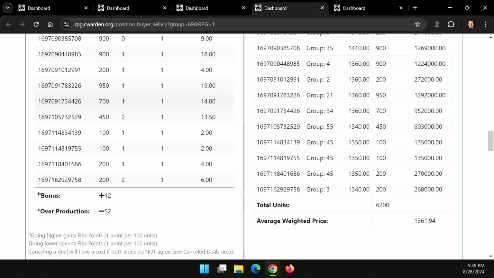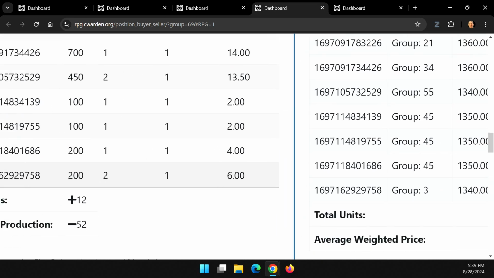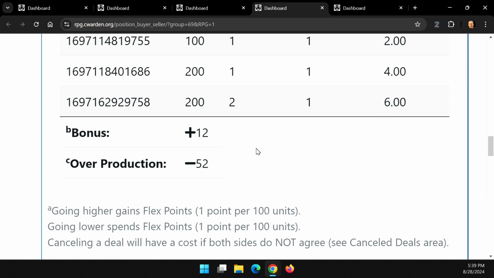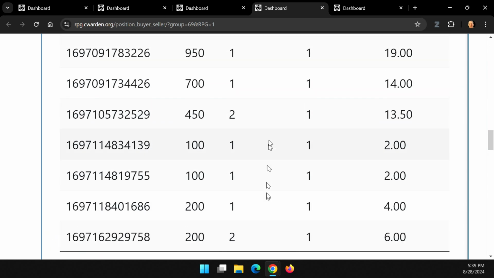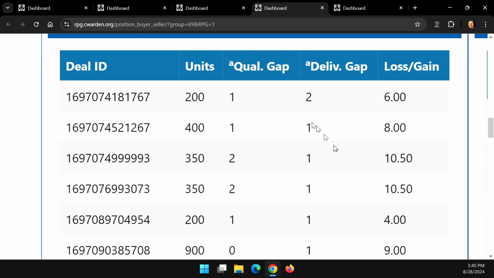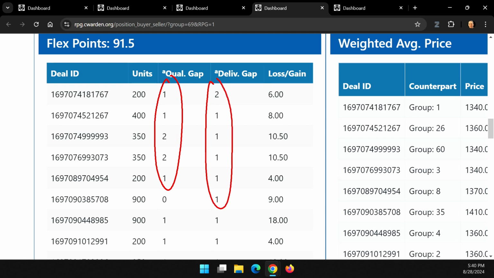And they kept producing, and they produced so much that you can see they actually end up spending 52 flex points in overproduction. 52. But even though they spend 52, their total flex points they're getting is 91.5. How did they get so many flex points? Well, they get the flex points from their quality gap and their delivery gap. Look at all of those.